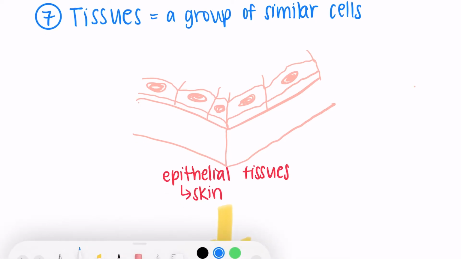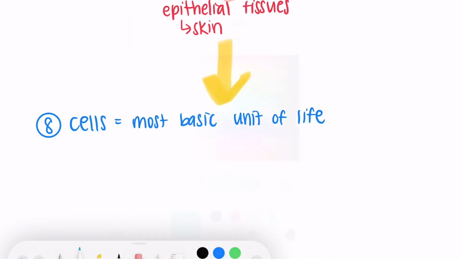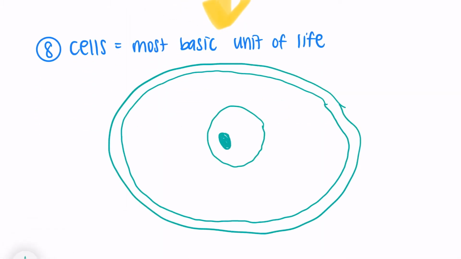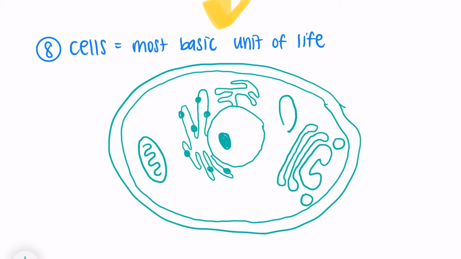Okay, now it's time to zoom into the tissues. Tissues are made up of cells, which are the most basic unit of life. Cells are dynamic units that are responsible for all of life's processes. Here, I drew a bird's eye view of an animal cell. Notice how there are different structures within the cell called organelles. We will talk about this next.